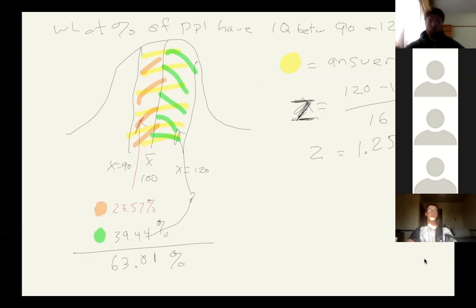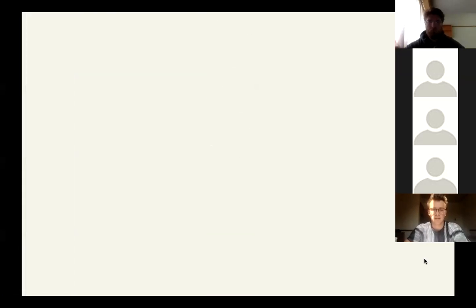All right, that one isn't so bad. You just have to add the two areas together when you have one below the mean and one above the mean, then the table's great. Column B is your friend. But let's do one more. What percentage of people have an IQ between 110 and 125?